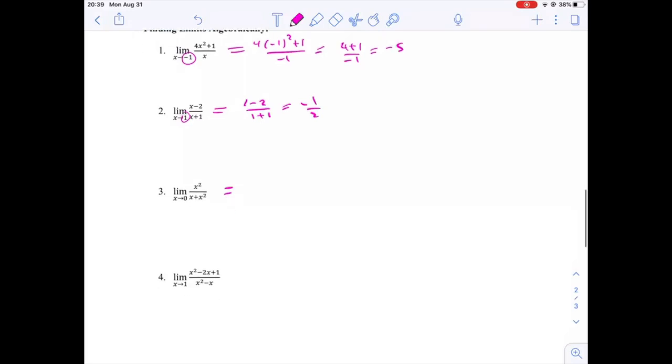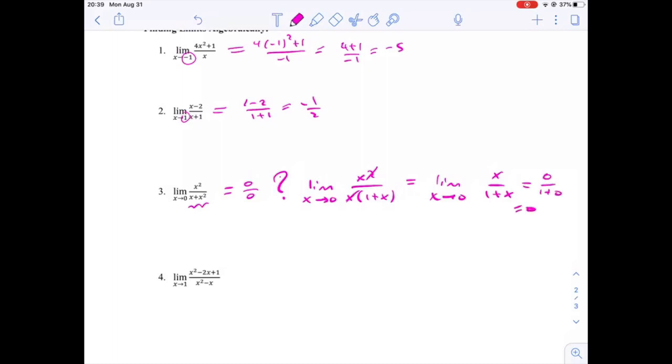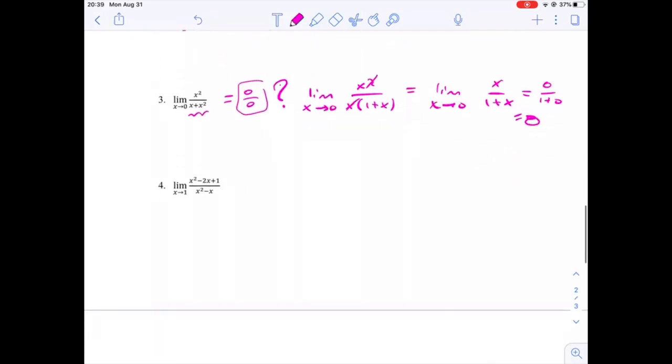The third problem, we plug in 0. We get 0 over 0. And here, this is not a final answer. What should we do in this case? If we get 0 over 0, we need to do some algebra here to simplify. So we have x squared over, we can take x from the denominator as a common factor, and we are left with 1 plus x. And then we cancel this with this. We get limit x goes to 0, x over 1 plus x. Now we substitute 0. We get 0 over 1 plus 0, which is equal to 0. And that's a final answer. 0 is a final answer, but 0 over 0 is not a final answer.